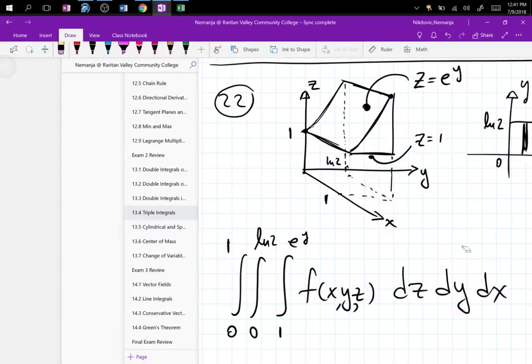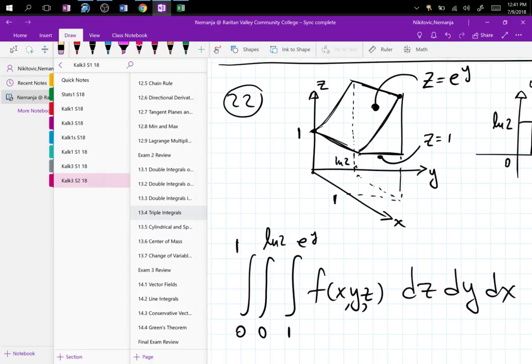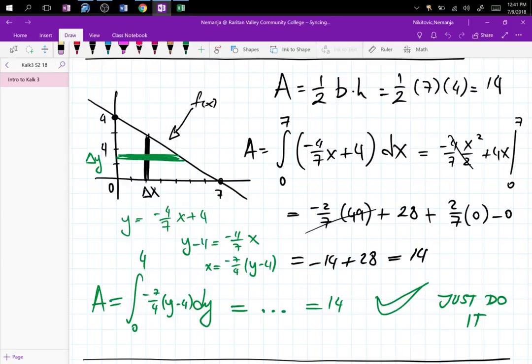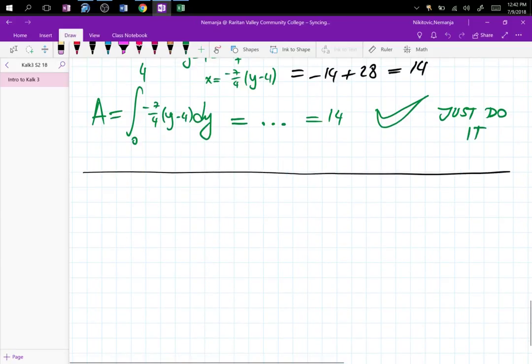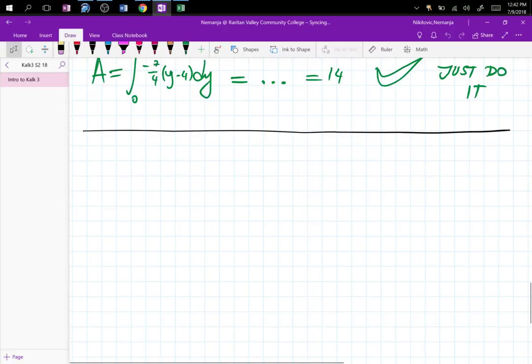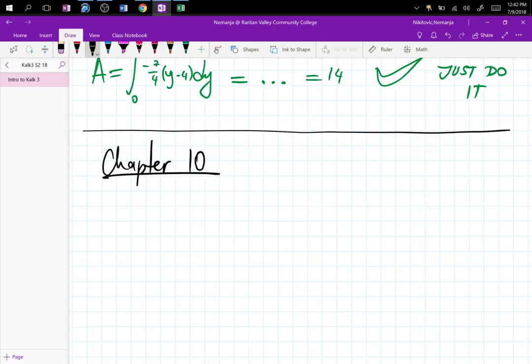So back to our class. The next part is to talk about chapter 10. Here we meet parametric equations and polar coordinates.